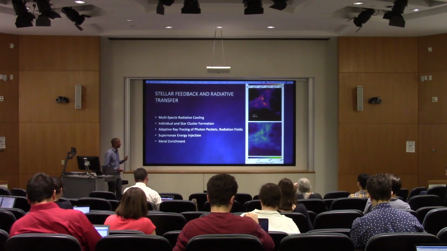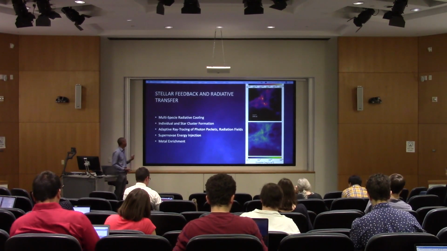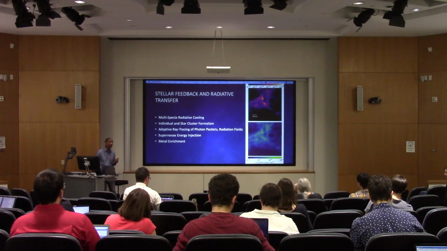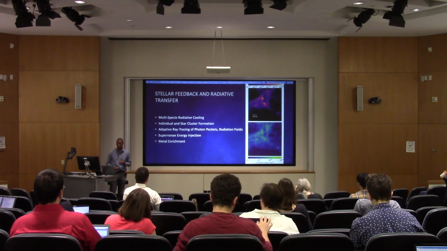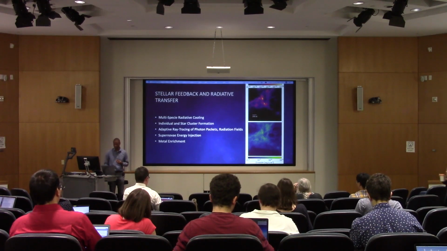So in my simulations, there's always going to be adaptive ray tracing, multi-species radiative cooling, metal enrichment, and supernova energy injection. What I don't have right now is AGN feedback and cosmic ray feedback, but I'm dealing with smaller galaxies, so it might not be important for the epochs that I'm going to talk about.